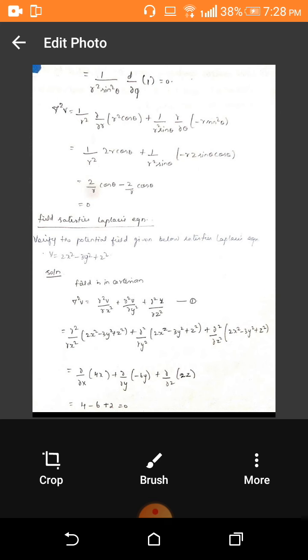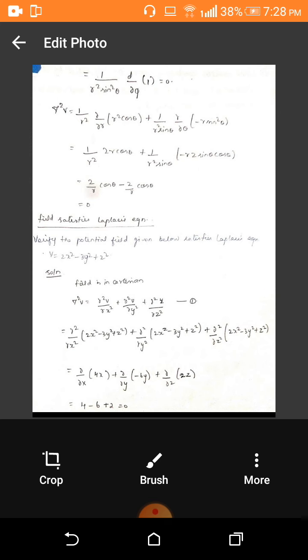And next problem, verify the potential field given below satisfies your Laplace equation or not. V is equal to 2x square minus 3y square plus z square. So the field is in Cartesian form. Why? Because x, y, z terms are there. So your condition is del square V is equal to 0. So del square V is equal to dou square V by dou x square plus dou square V by dou y square plus dou square V by dou z square. So you are going to find each and everything with respect to x, y and z.